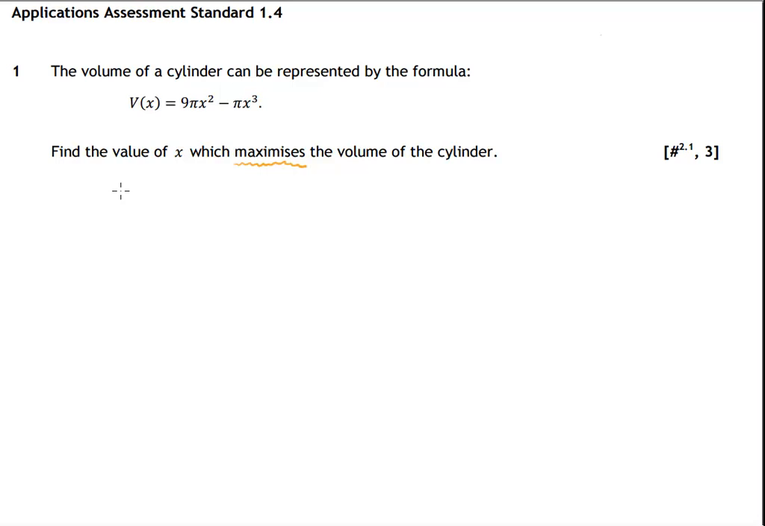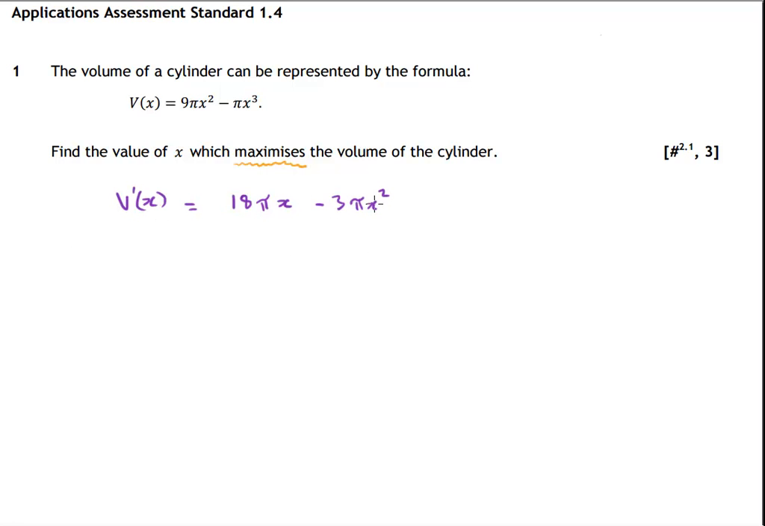So first step here would be to check that the function is ready to be differentiated, which it is. Both terms here are written in the form ax to the n. Notice that it's a function called v of x, so when we differentiate we're going to end up with v dash of x, and differentiate as normal, so multiply by the index and then subtract 1, gives us 18 pi x across the first term, minus 3 pi x squared on the second term. Now we have the derivative.